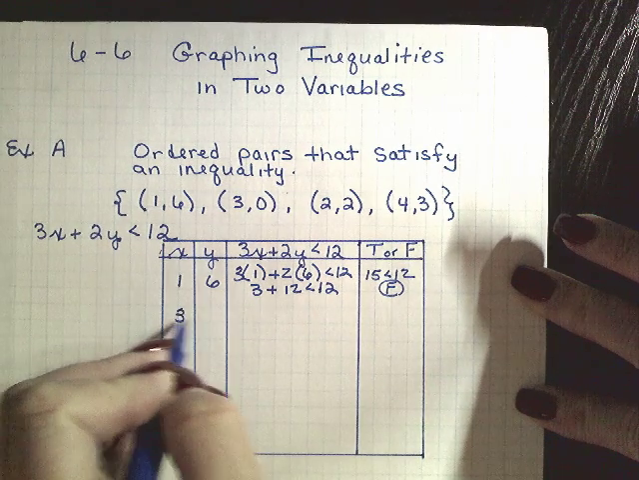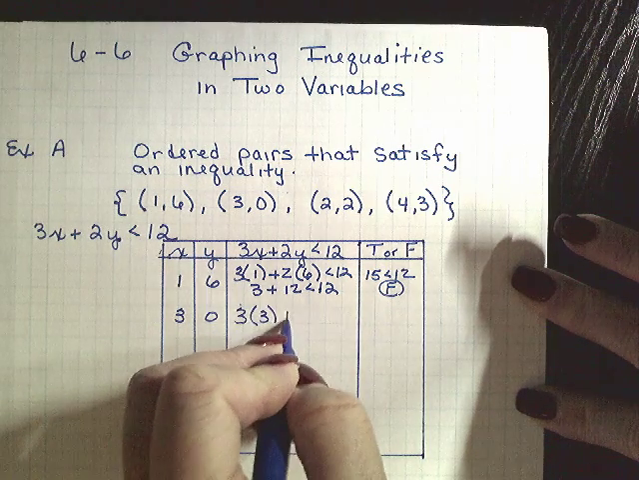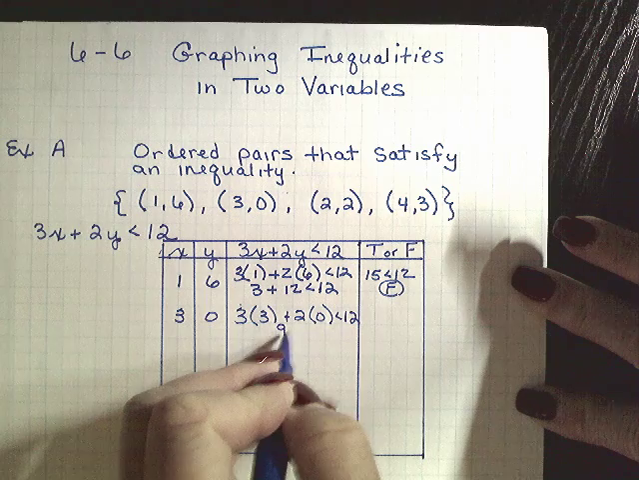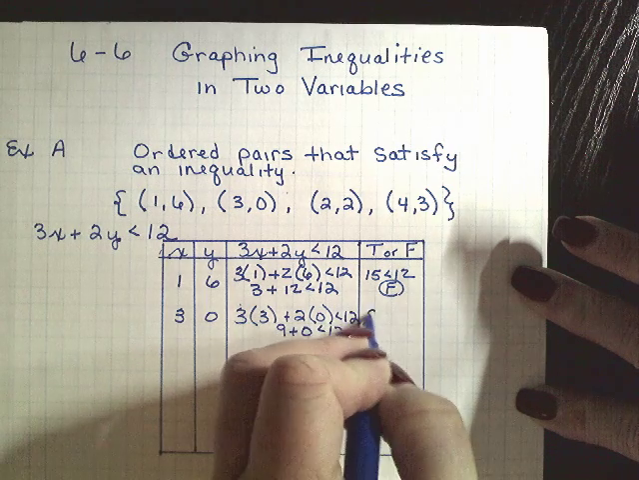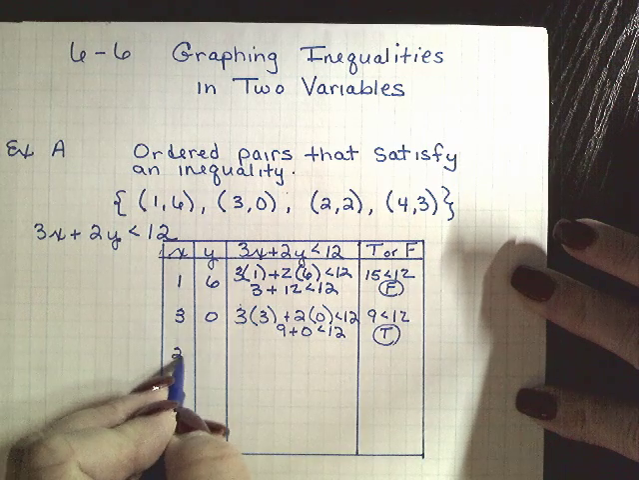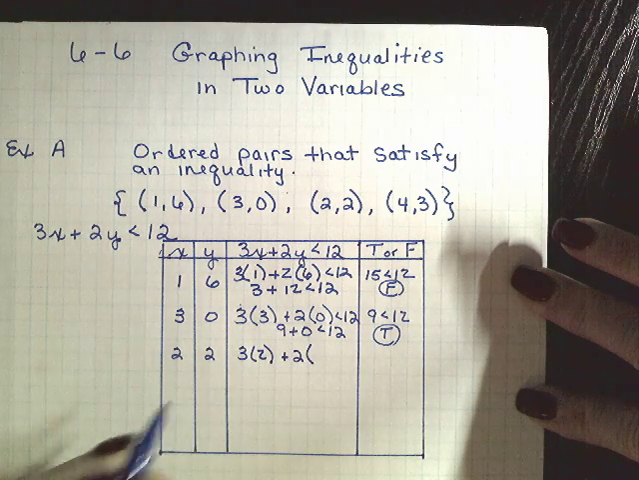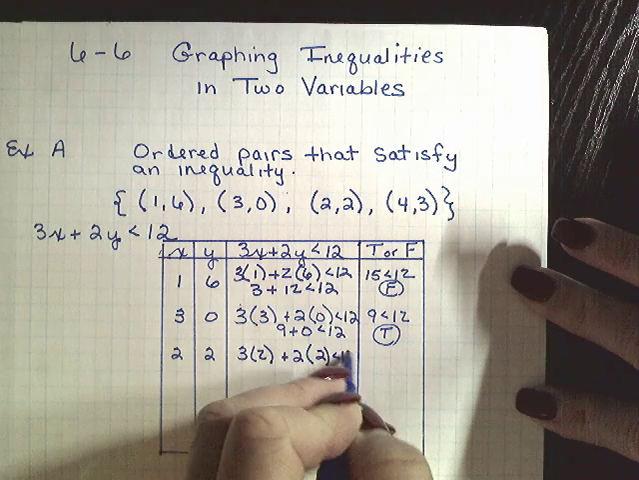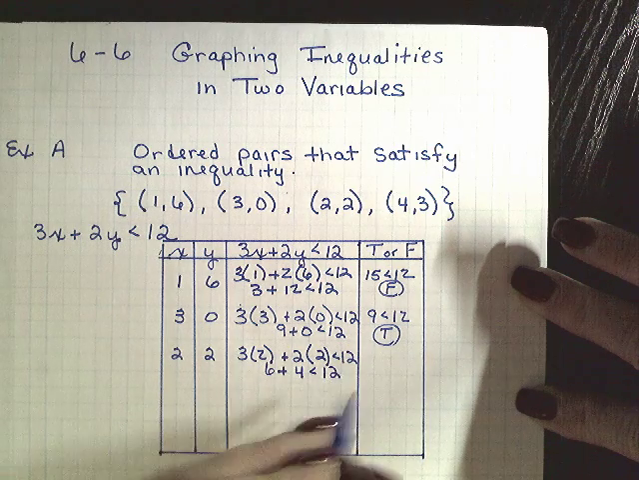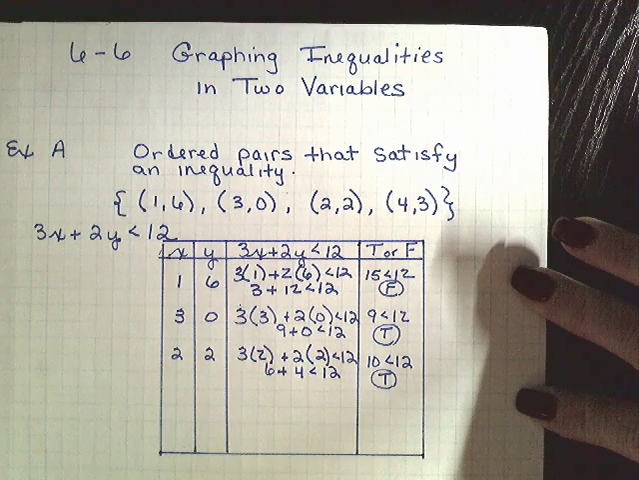Next point is (3, 0). So that would be 3 times 3 plus 2 times 0 is less than 12. 9 plus 0 is less than 12. So 9 is less than 12. Yes, that would be true. Next, (2, 2). 3 times 2 plus 2 times 2 is less than 12. 6 plus 4 is less than 12, and that would be 10 is less than 12. So that one is also true.